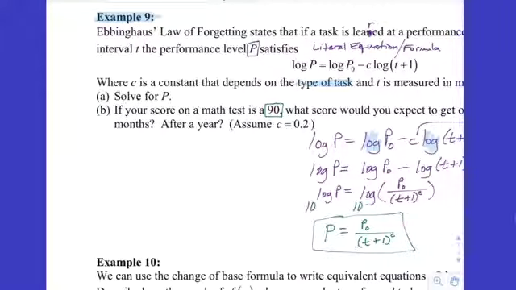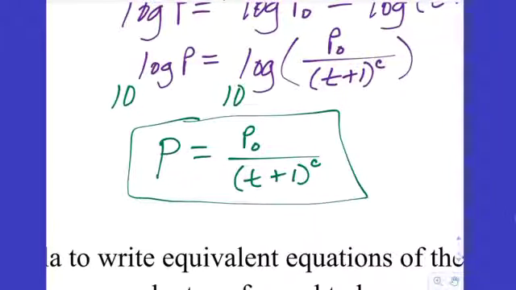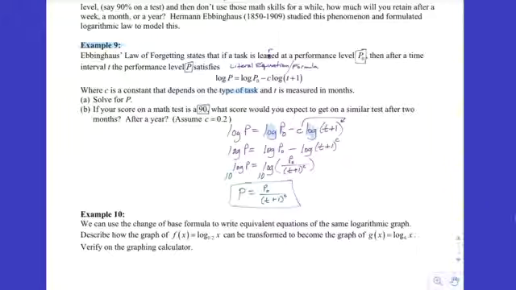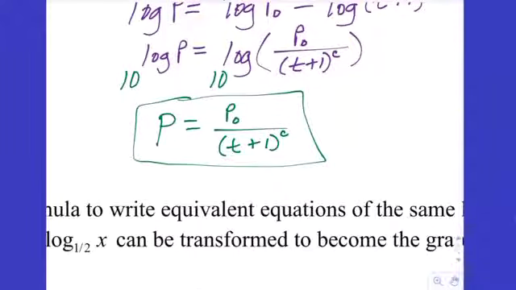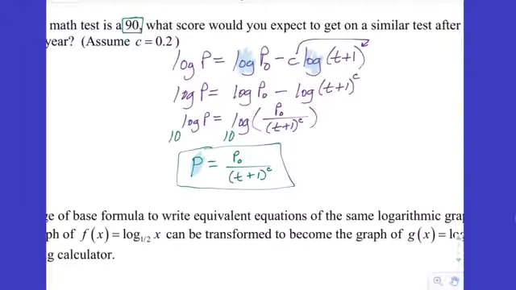Okay, so what are we trying to find here? Are we trying to find P sub O, or T, or C? Let's read the question again. How would you expect to score after a certain time period? So we're trying to find P. So this is why we went through the trouble of solving for P first, because now it's solved for the variable that we're interested in. And now I can just kind of drop them in on the right-hand side and evaluate it instead of having to solve each and every time.